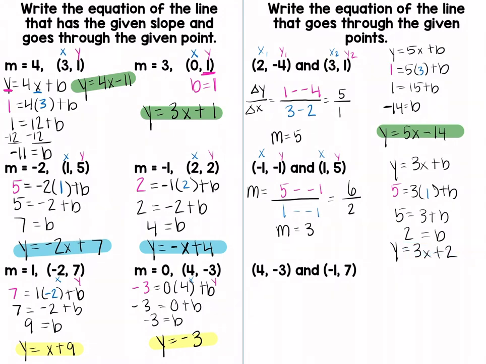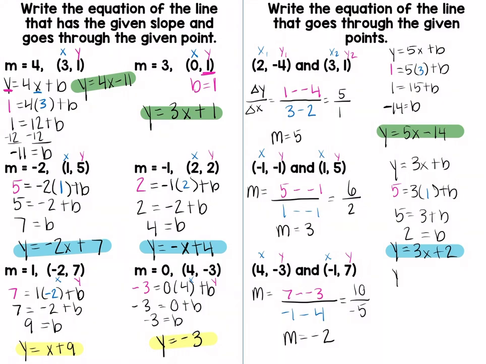So remember, you are literally finding the slope, then picking one of the ordered pairs and plugging it into the equation with the slope. So it's like one extra step from the previous section. So let's do this last one. So remember, xy, xy. So y change over x change. So m is 7 minus negative 3 over negative 1 minus 4, which is 10 over negative 5. So m is negative 2.